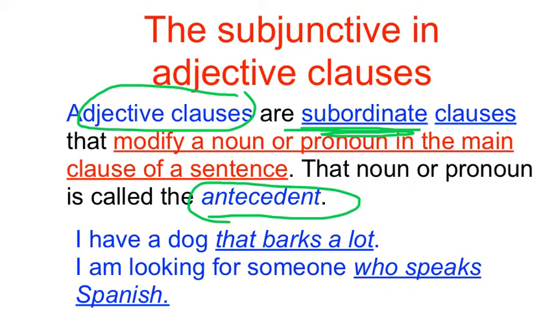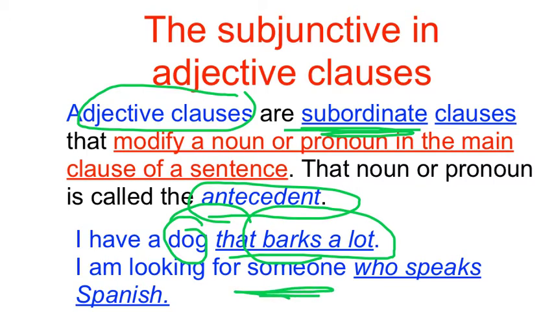So we have examples in English. I have a dog that barks a lot. Dog is the antecedent, and that barks a lot modifies dog. So therefore, it's an adjective clause. I am looking for someone who speaks Spanish. Who speaks Spanish is the subordinate clause that modifies someone.